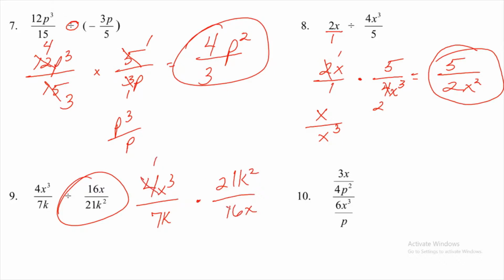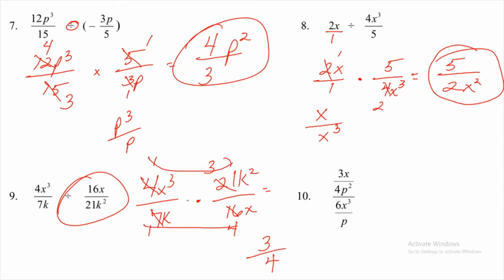4 becomes 1, 16 becomes 4 because 4 goes into both. 7 and 21, 7 goes into both 1 and 3 times. So my numerical value, and I'm going to write down here, is 3/4. 1 times 3 is 3. 1 times 4 is 4.